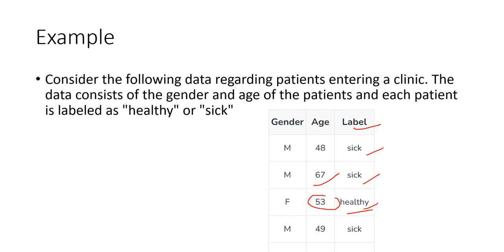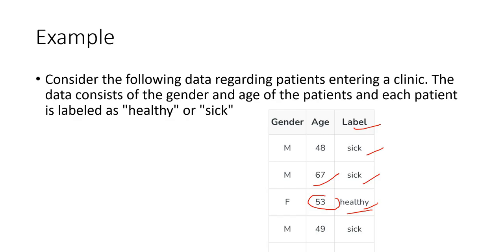So why is this dataset important? This kind of dataset is often used to explain decision trees, naive Bayes classifier, k-nearest neighbors, logistic regression, etc. The idea is very simple and ordinary. Based on gender and age, we want to predict whether a new patient is healthy or sick.